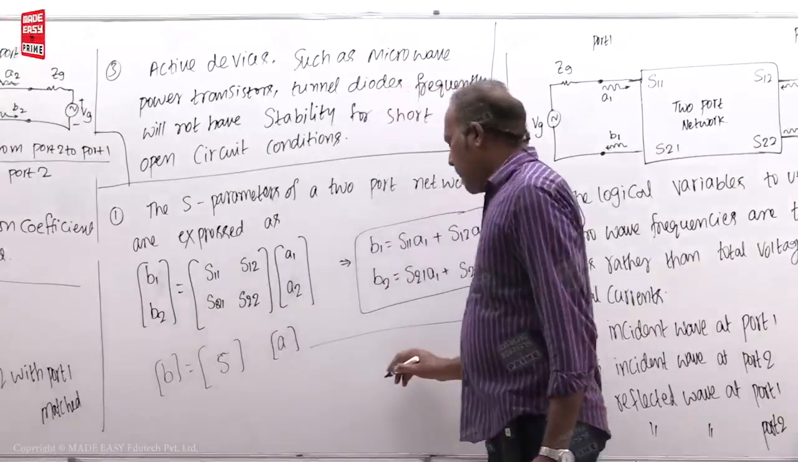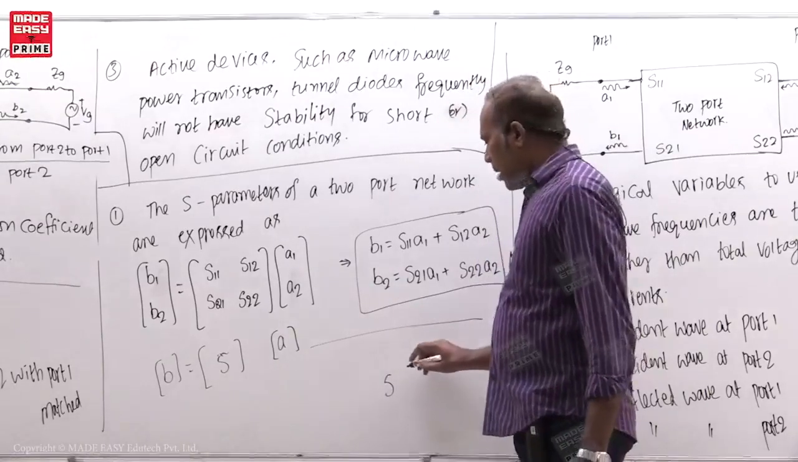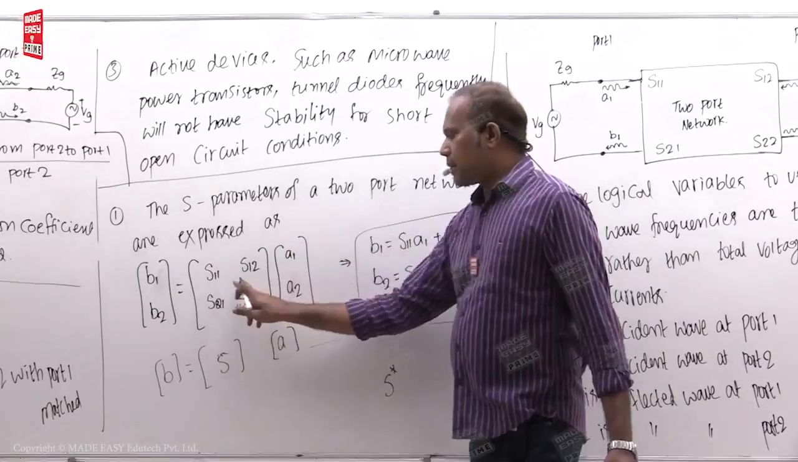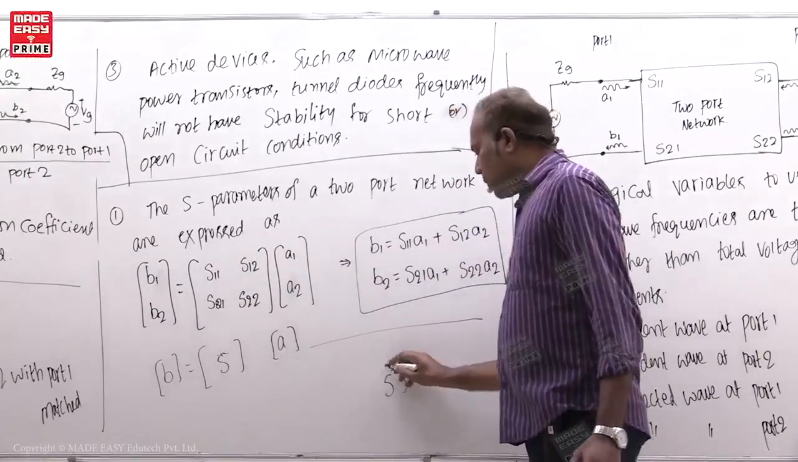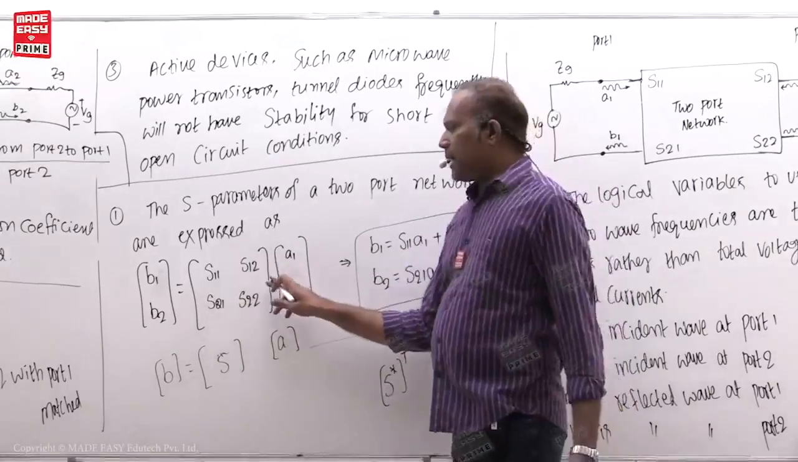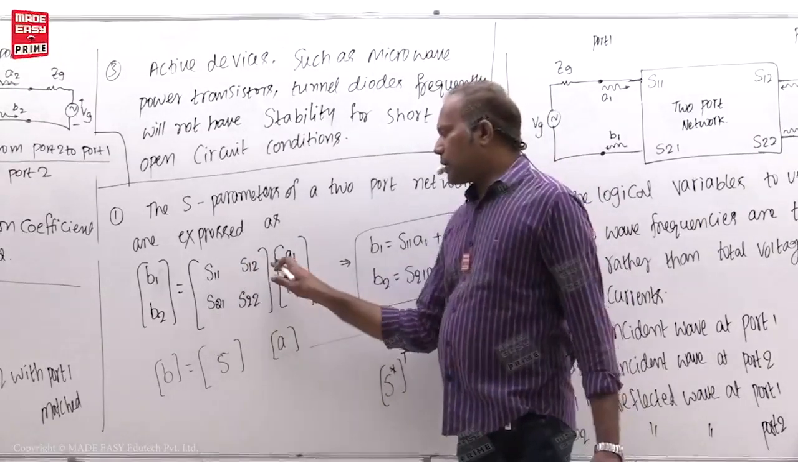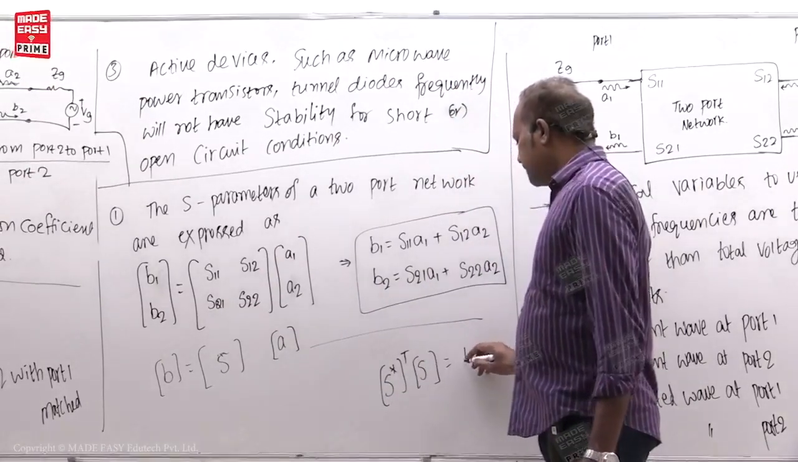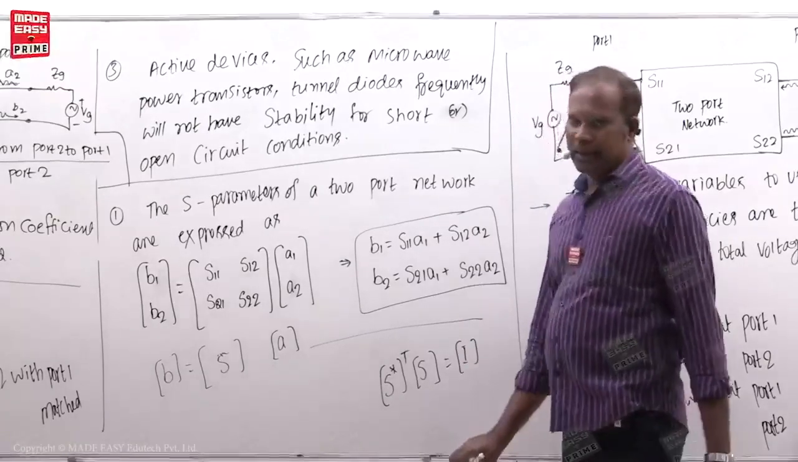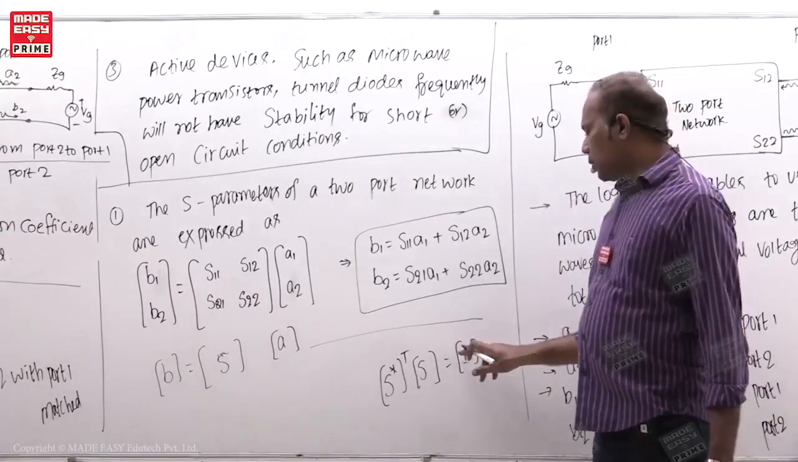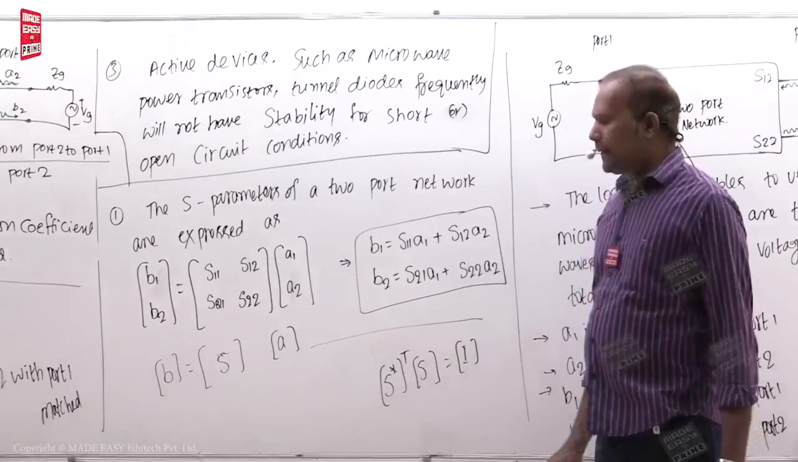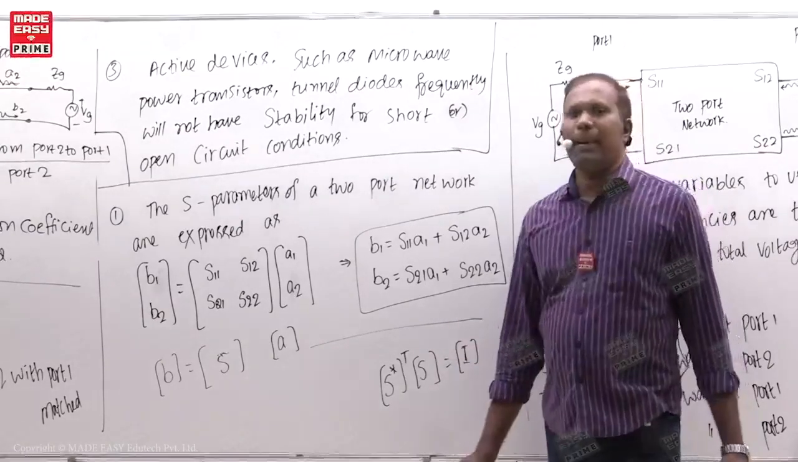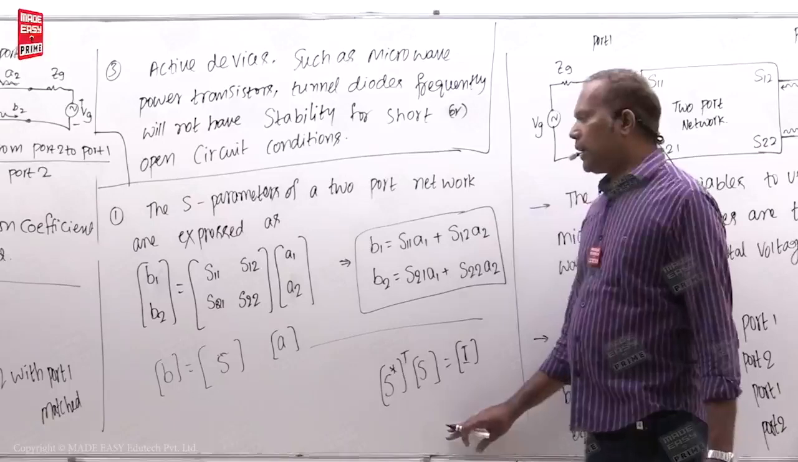Okay. Now the unitary property means S star, that means the complex conjugate of S transpose. Take the transpose, write rows as columns, and take the complex conjugate, then you get this one. Then multiplied with the S matrix gives the identity matrix. That is, for example, 2 by 2: 1 0 0 1. So that is called the unitary property of the S matrix. So the S matrix follows the unitary property.